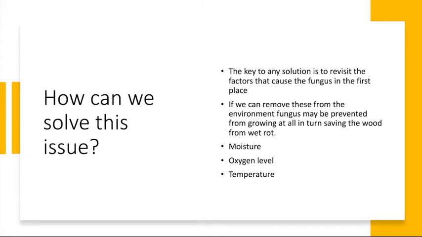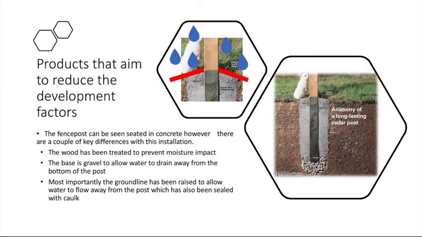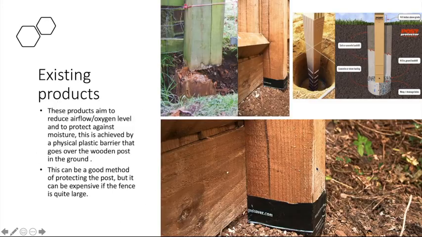The key to any good solution is to revisit the key factors that caused the problem in the first place. If we can remove these factors, such as moisture, oxygen level, and temperature, we may stand a chance at improving this. So, products that aim to reduce this. There's a lot of products that have been developed to do this. One major thing is just to seat the fence post correctly. As we can see here, this product is a coating that goes on the cedar post. It's seated in concrete with a tilt away from it to allow drainage. Also, gravel is on the bottom to allow for more drainage.